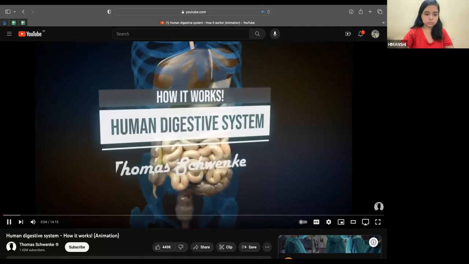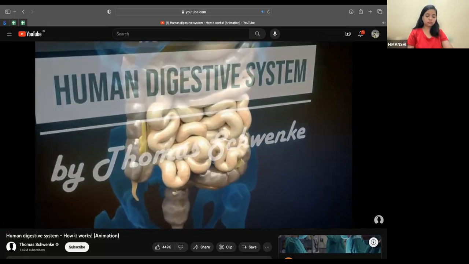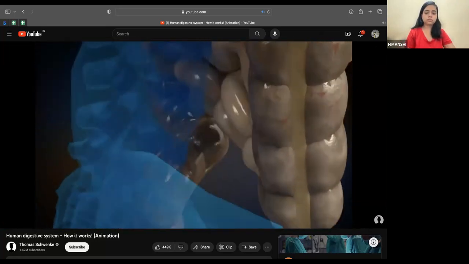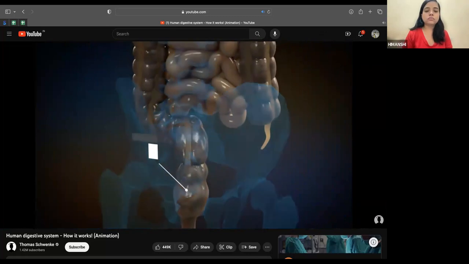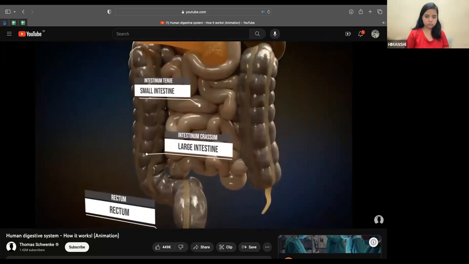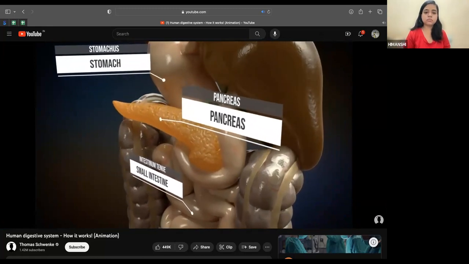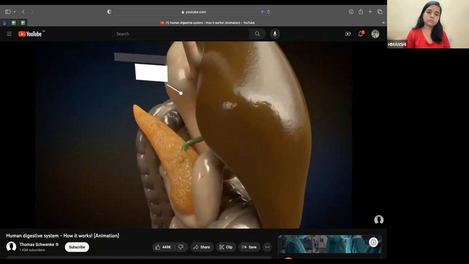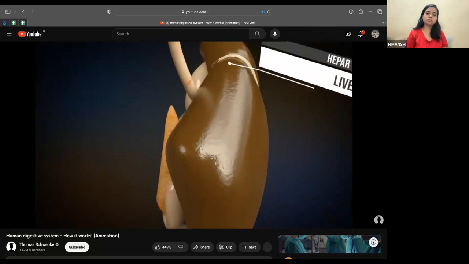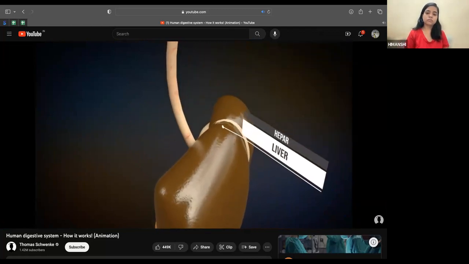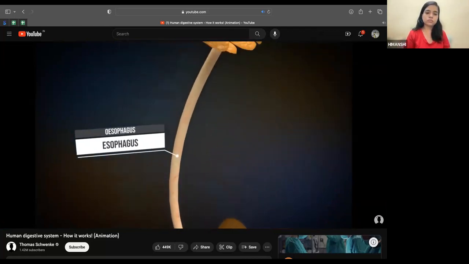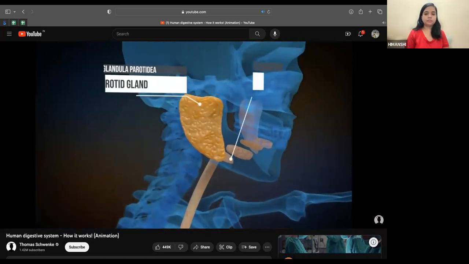The human digestive system is very complex and has evolved over millions of years. It basically consists of the rectum, the large intestine, the small intestine, the pancreas, the stomach, also called gaster and ventriculus, and the liver with the gallbladder. The esophagus is also part of this system, as well as various salivary glands near the mouth.